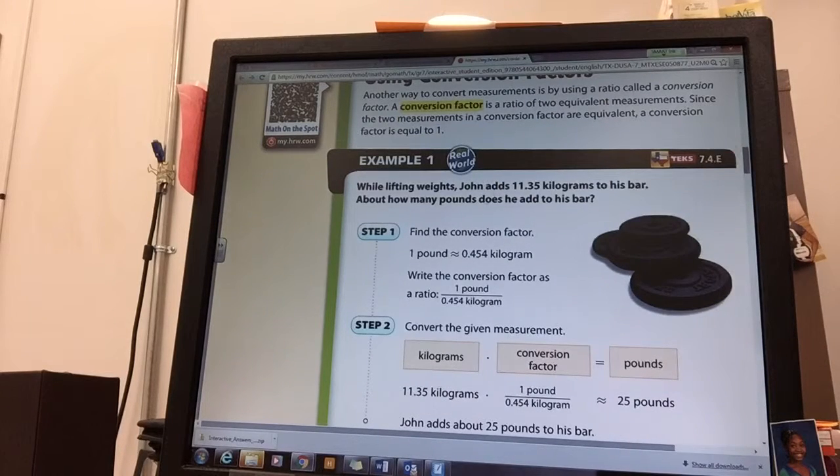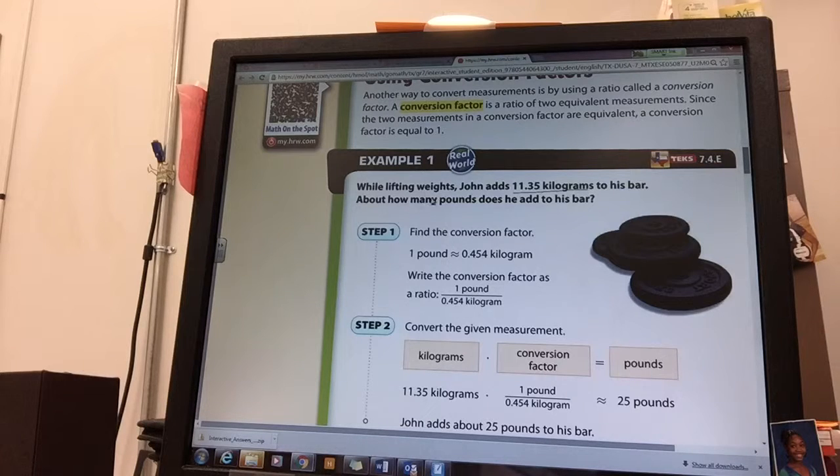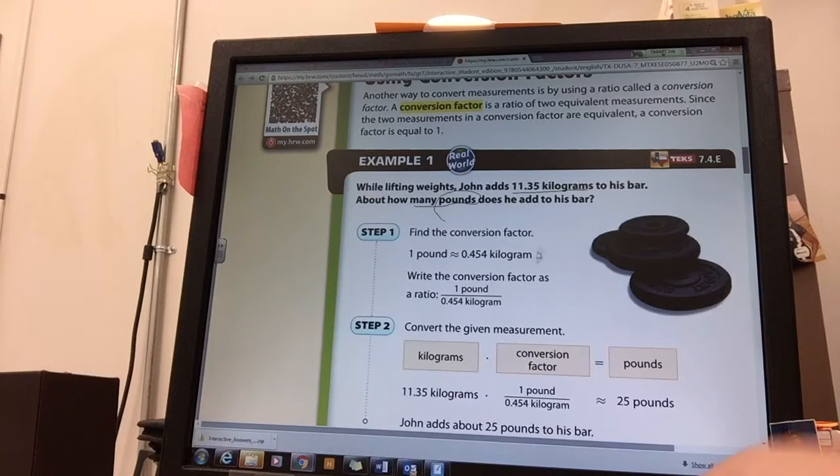While lifting weights, John adds 11.35 kilograms to his bar. So we have kilograms. About how many pounds? So we want to know how many pounds he added. So we're going to be converting from kilograms to pounds. So what we're going to do is we're going to take what I was given. And in the problem, I was given 11.35 kilograms. So I was given 11.35, and I'm going to put kilograms.